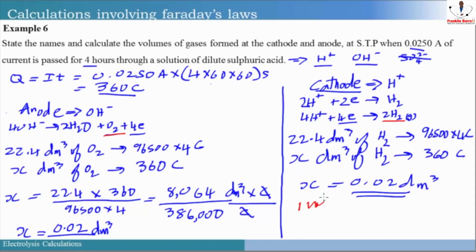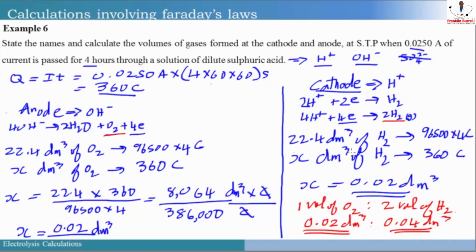This part where we have oxygen, and this part where we have hydrogen, it is saying that 1 volume of oxygen is produced to 2 volumes of hydrogen. So if 1 volume of oxygen is 0.02 dm cube, then the volume of hydrogen must be 2 times that volume, which is 0.04 dm cube. So if you carry out this experiment, you should observe a greater volume of gas being produced at the cathode than at the anode.